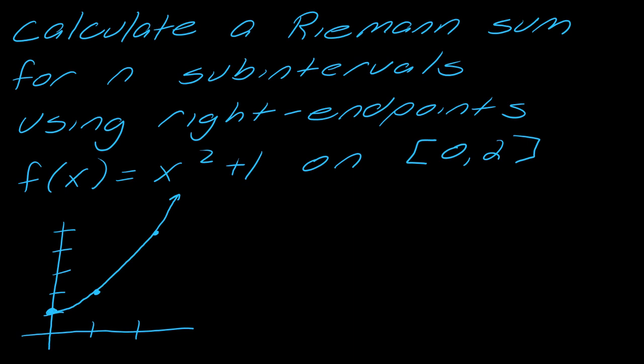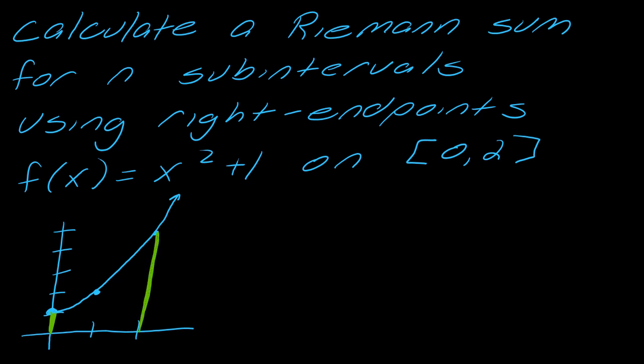Now I want to add a little bit more to our thought experiment, and drive home where this is all going. We're going to calculate another Riemann sum for the general n subintervals. We're going to do this using right endpoints for f of x equals x squared plus 1 from 0 to 2. So I went ahead and drew that here. From 0 to 2, so that's going to be from here to here.